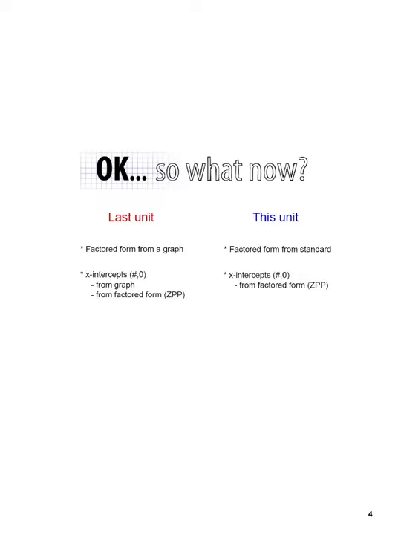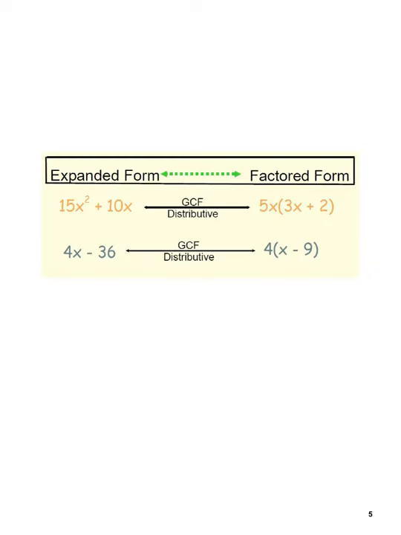So what we're going to do here is, the last unit we looked at that factored form from a graph. We found those x-intercepts. We used the zero product property to solve for those x's, and then we wrote them as ordered pairs commonly. Now in this unit, we're going to use the factored form from the standard, and we'll still use this idea of the zero product property to get those x-intercepts. You can see this is written as an ordered pair there, but we'll generally write these just as x equals whatever that value happens to be.